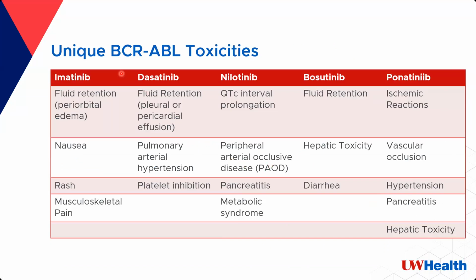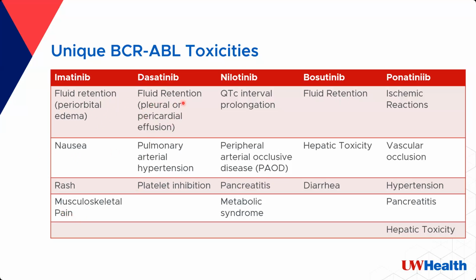So starting with imatinib, really most of these agents can cause some sort of fluid retention, but just in different fashions. With imatinib, fluid retention can present as periorbital edema, so patients may have swelling under the eye, and sometimes this can even lead to blurred vision. Imatinib has the most tendency to cause nausea, so again, that's why it's recommended to be taken with food. And then rash and musculoskeletal pain are also some of the more unique side effects of imatinib specifically.